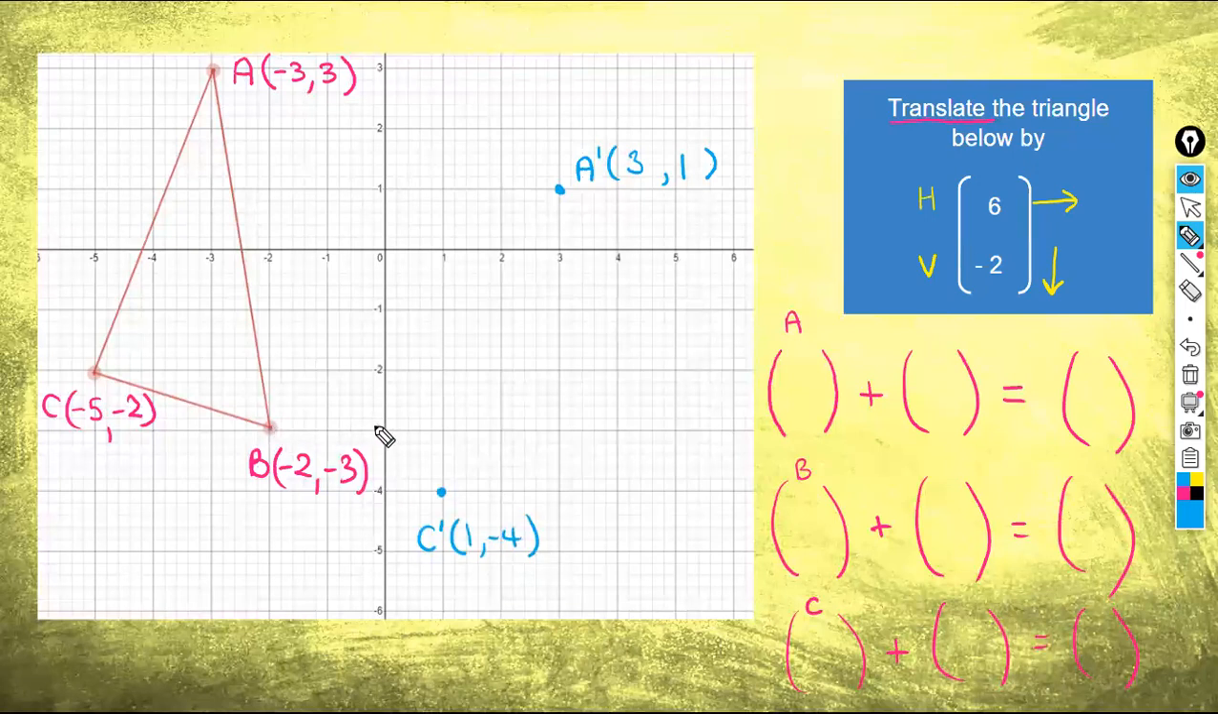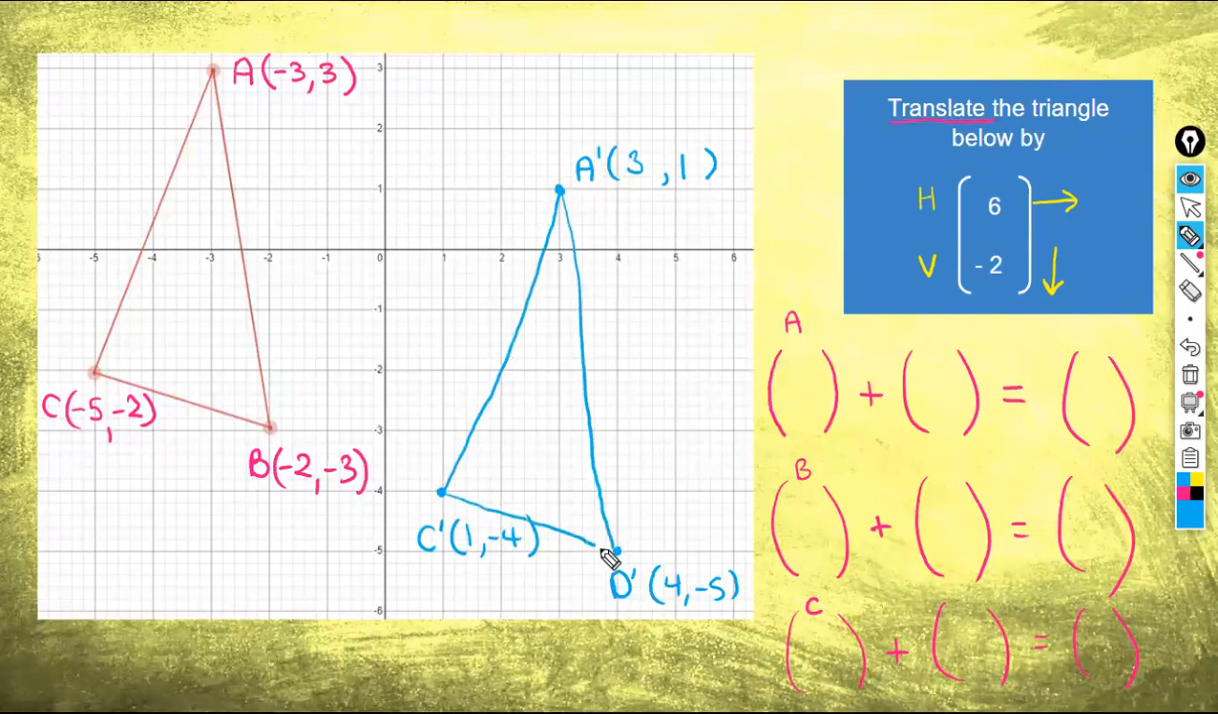For point B, we do the same exact thing. We move it 1, 2, 3, 4, 5, 6. And when we move it 6, according to the instructions, we have to move it 1, 2. That takes us down here. B prime, which is how much? 4, -5. And of course, when we connect this triangle, doesn't it look like it got slid 6 spaces to the right and then moved 2 places downwards? I don't know if you all can imagine that. The whole thing slides 6 spaces to the right and then drops 2 spaces downwards. Okay?